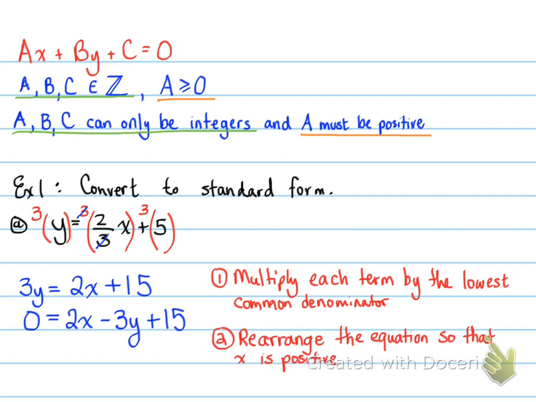And that, folks, is how you convert from any form to standard form. Multiply by the lowest common denominator, and then part B, the second part, is to rearrange the equation so that x is positive. Moving on.